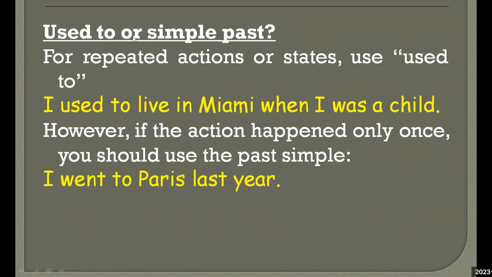Okay, now used to or the simple past. If you would like to talk about a repeated action or a repeated state in the past, use used to, like this example. I used to live in Miami when I was a child. I don't live there anymore now. So we should use used to here in this situation. However, if the action happened only one time, you should use the past simple. I went to Paris last year, one time only. So it's wrong here to say, I used to go to Paris last year. No, that's wrong, not acceptable.